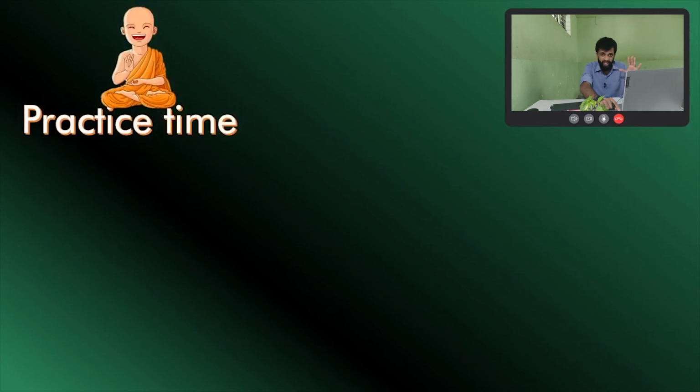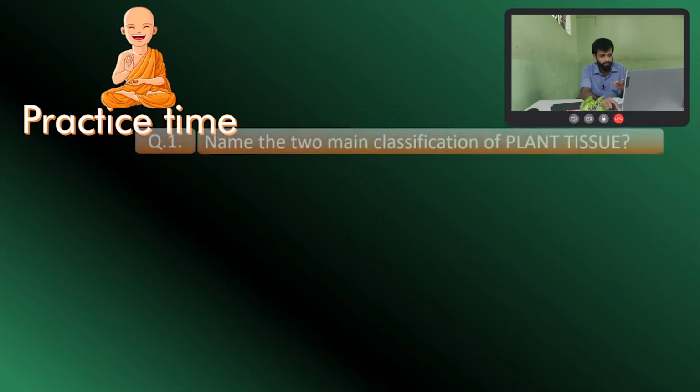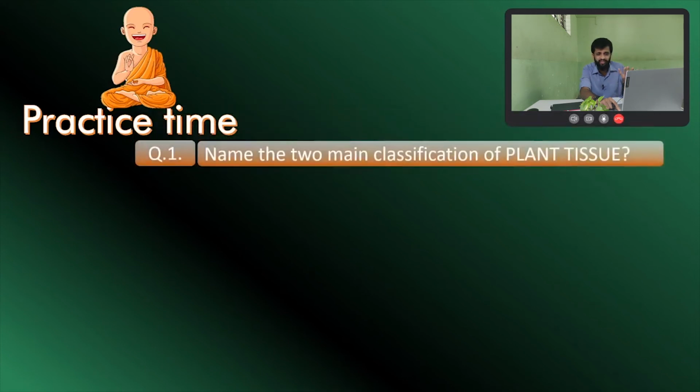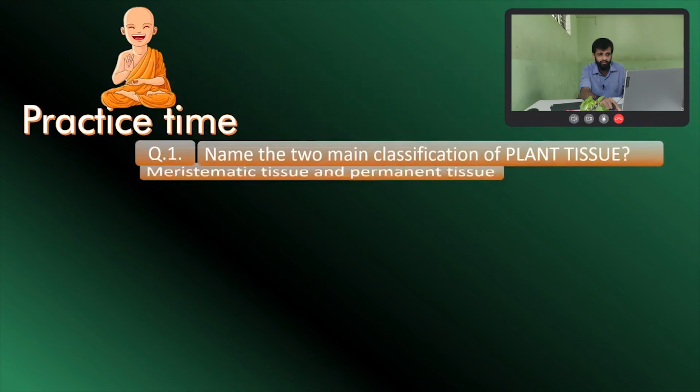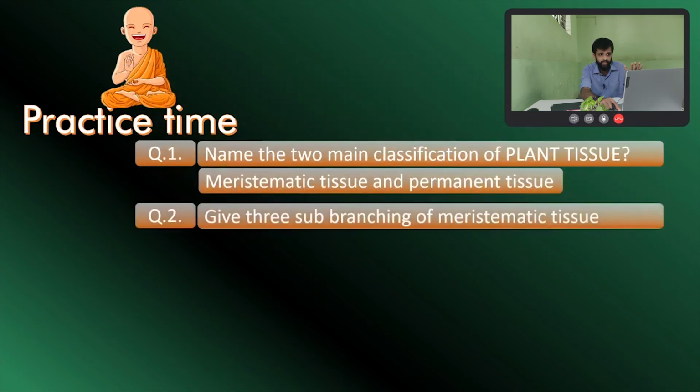Let's practice. If you have understood whatever I have explained to you so far, and you were fully concentrating, then you should be able to answer all these questions. Okay, name the two main classifications of plant tissue. Meristematic tissue and permanent tissue. I'm giving you the answers as well. If you know, then you can just play along with me. Just pause the video and comment in the comment section what the answer is. But don't look and write down, okay? So that will help you to understand whether you know the answers or not.